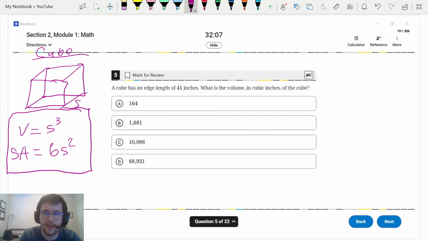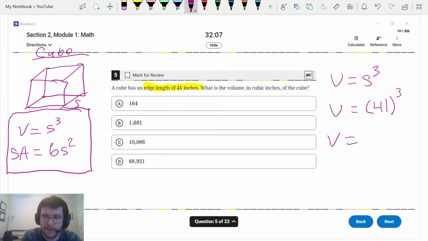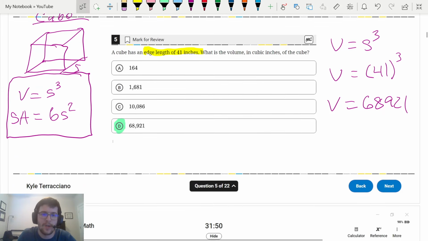Okay, so for this one, we're going to use volume equals S cubed. The edge length is the side length. Edge length of 41, so S is 41. Then you just type in 41 cubed under calculator and make sure the units are correct. They gave us inches and they want cubic inches, so we're good. And I get 68,921. And that's answer choice D for 5. 5 is D.